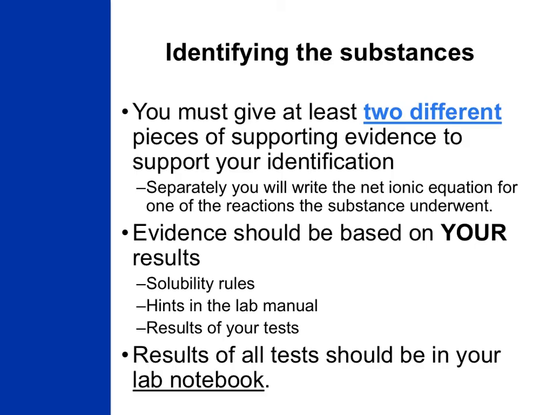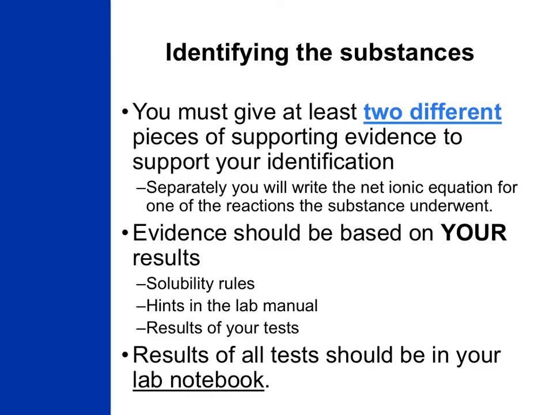You're going to have to work through this systematically like a puzzle, starting from the one thing you know you can identify for sure, and then using what you know about solubility to figure out what other substances are. When you go to do your assignment, you're going to need to give us at least 2 different pieces of supporting evidence to support your identification of the unknown solutions.